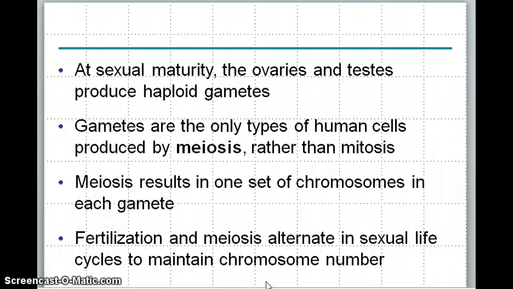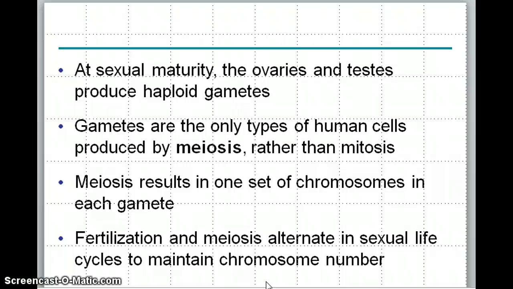Gametes are the only cells in your body that will go through meiosis. It results in 1 set of chromosomes in each gamete. So where your somatic cells all have 46 chromosomes, all have 2 sets, meiosis halves that number and your gametes maintain a set of 23 chromosomes. Think about the end game.